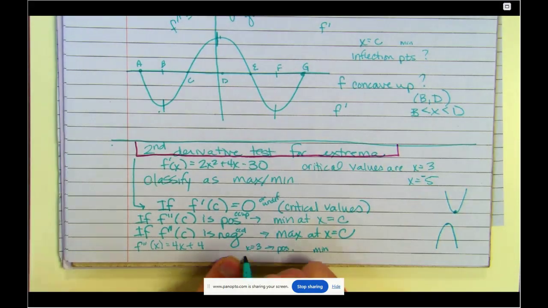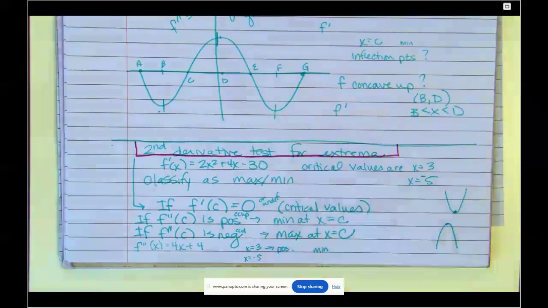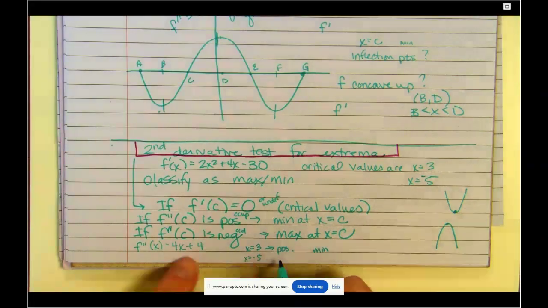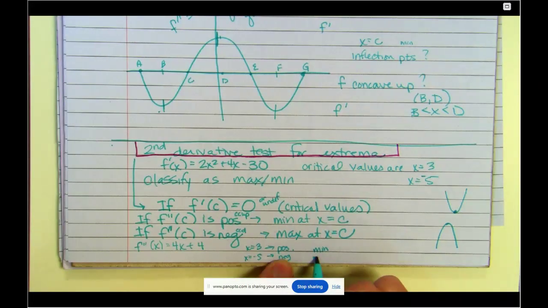So x equals -5. If you plug a -5 in there, I don't even need to know the value, you guys. You just have to know if it's positive or negative. So if you plug a -5 in there, that's negative, which therefore tells you that this is a maximum.